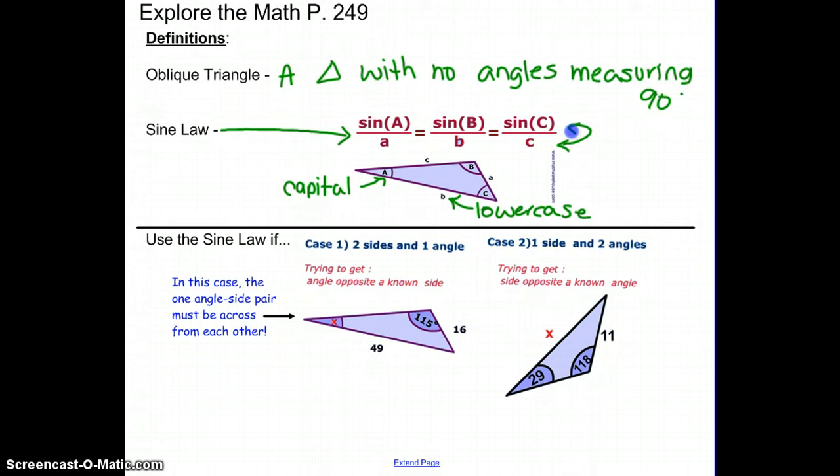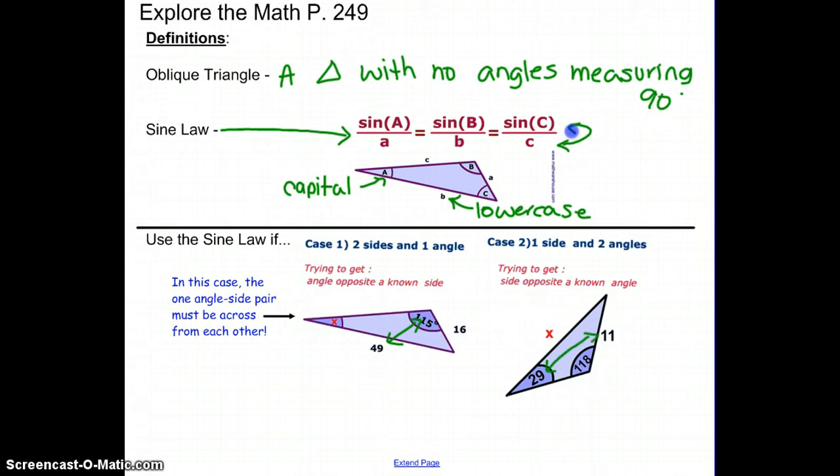Now we use the sine law in two different cases. The first case is if you have two sides and one angle, but you need that one angle to be across from one of the side lengths. We're always looking for pairs here, and by pairs I mean ones that are across from each other. Case 2 is if we have two angles and one side length.